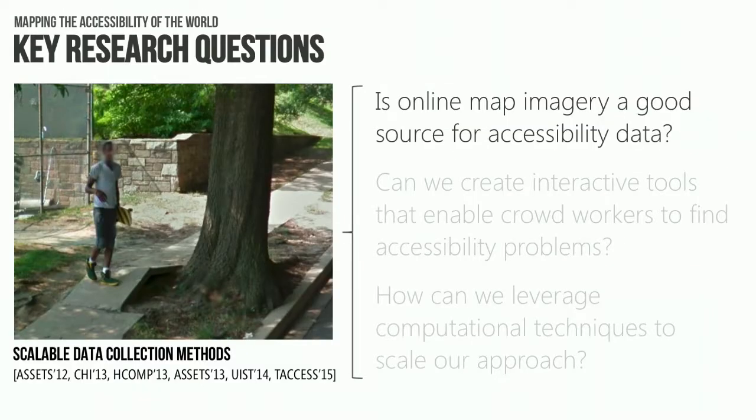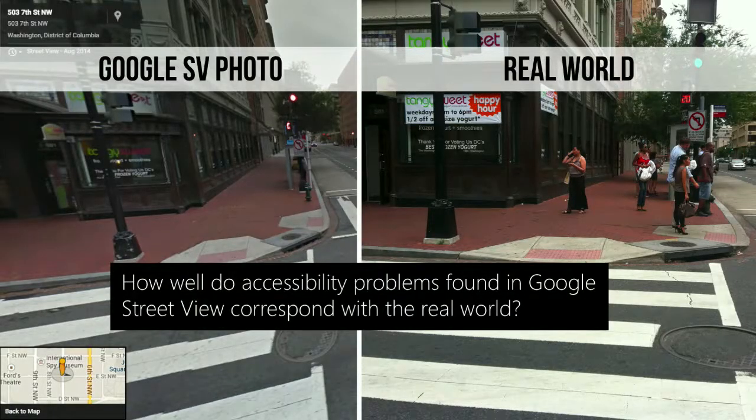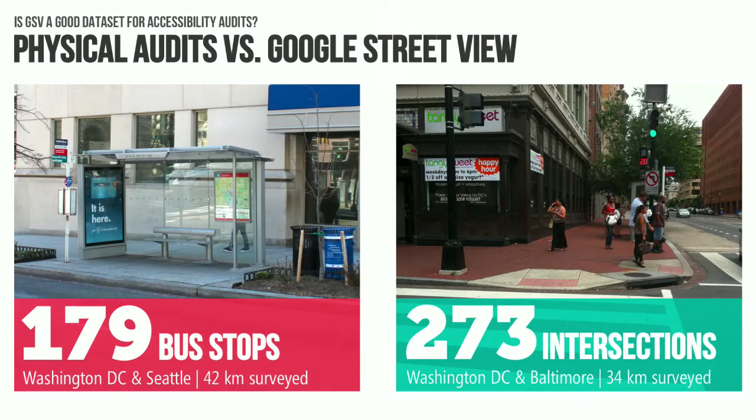So this first question, is online map imagery a good source for accessibility data? Put another way, how well does Google Street View correspond to the physical world? And to address this question, as I'm sure many of you have done as computer scientists, I deployed my students and I to physically audit the physical world. In fact, we audited 179 bus stops and 273 intersections, covering a total of 78 linear kilometers.